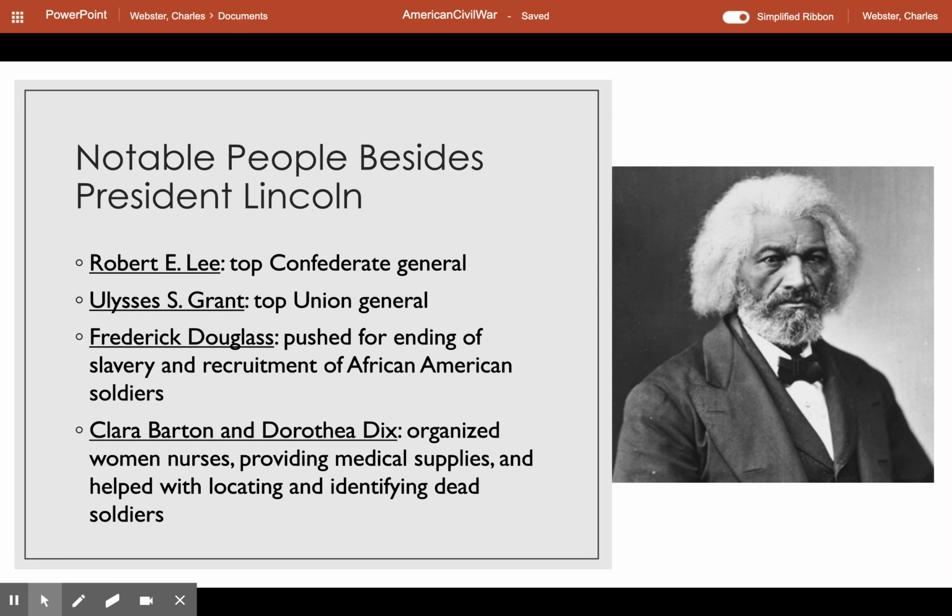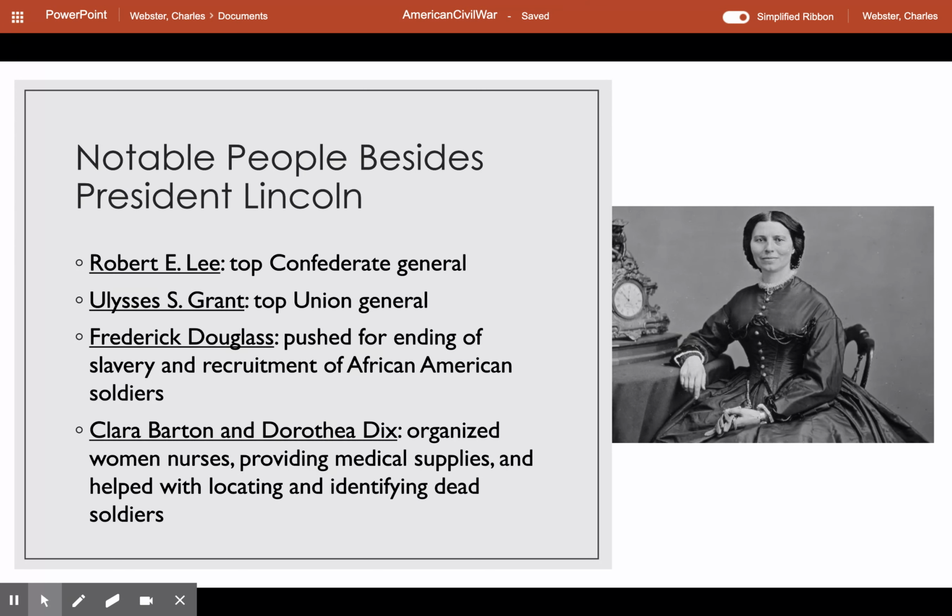And there were also two women who played important roles in the Civil War, and they were Clara Barton and Dorothy Dix. Dorothy Dix, who I mentioned in our previous lesson. So Clara Barton and Dorothy Dix both were women nurses, and they helped to provide medical supplies to soldiers of the Union Army. And they also helped with locating and identifying dead soldiers. And Clara Barton played a critical role in doing that. And her office was located in Washington, D.C., right? And so this is a picture of her.